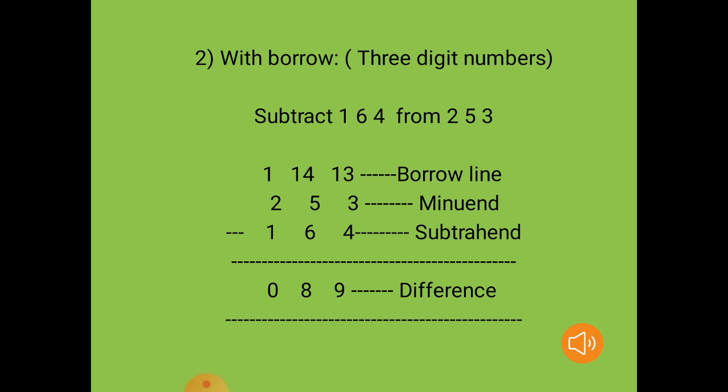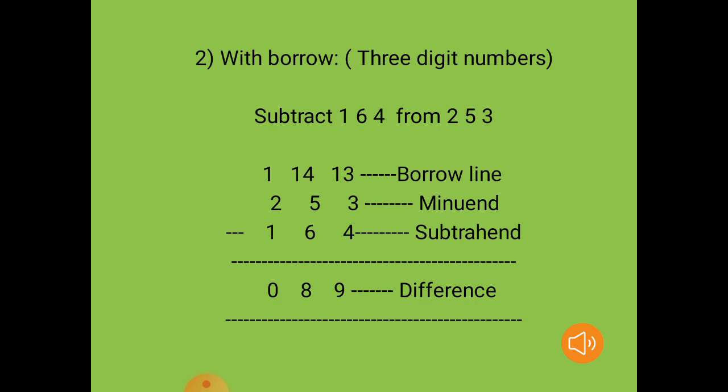So moving ahead, we are going to see a few more subtraction sums. As you all can see, the question is: subtract 164 from 253. Looking at the number, you come to know it is a 3-digit number. 253 is the minuend and 164 is the subtrahend. We have to subtract 164 from 253.